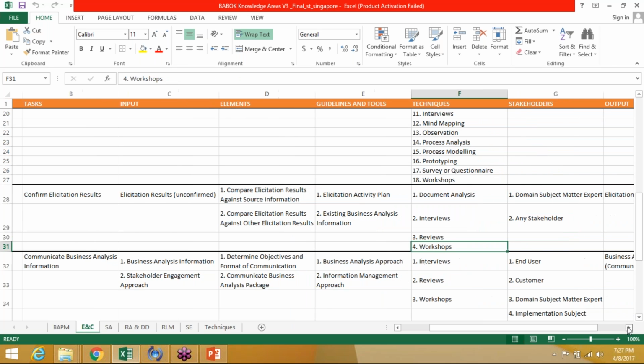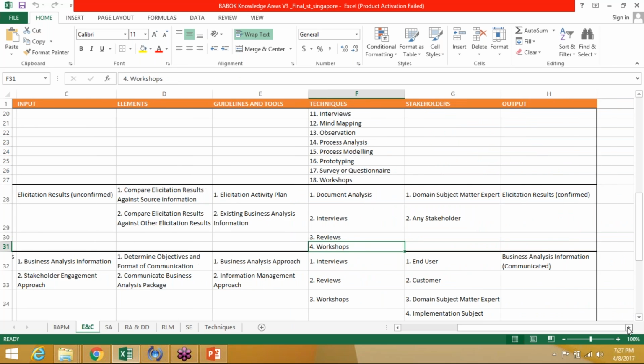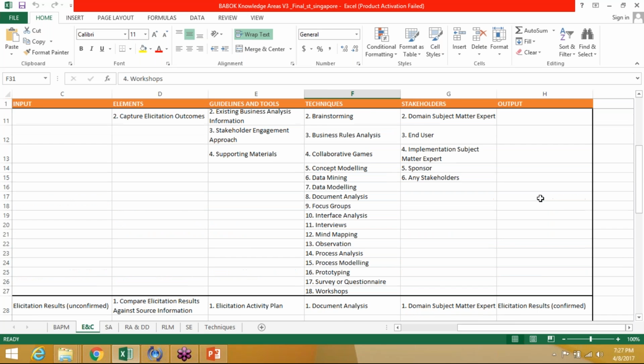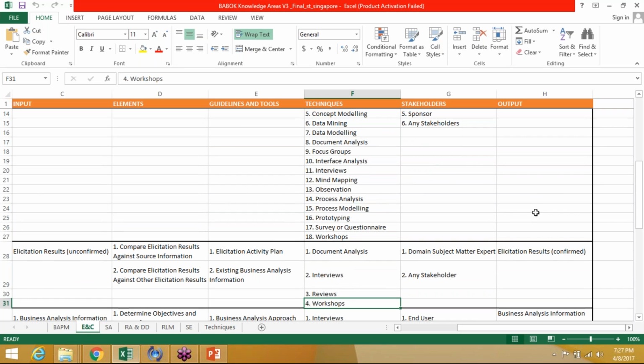And you have any stakeholder and domain subject matter expert, and the output that you get here is elicitation results. So, as I say, you have to keep referring to this cheat sheet, which is being given by Synergy Solutions. It's a consolidation of all the tasks, elements, stakeholders, guidelines and tools in a very concise manner.